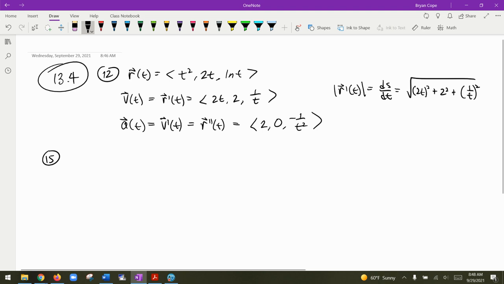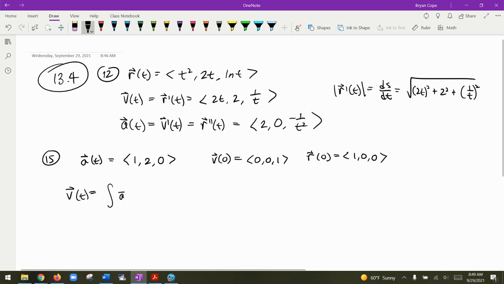All right, find the velocity and position vectors of a particle that has the given acceleration and the given initial velocity and position. Okay, so we are given that acceleration is the vector 1, 2, 0. We're also told that the velocity at time t equals 0 is the vector 0, 0, 1, and that the position at time t equals 0 is the vector 1, 0, 0. Okay, so to find velocity, we have to take the integral of acceleration with respect to time. Don't forget your constants. That's what's going to make this quantity right here useful.